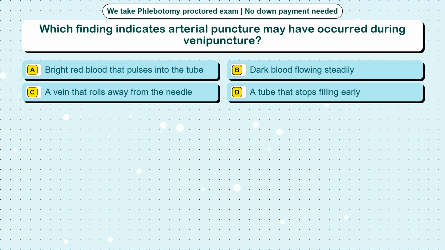Question 97. Which finding indicates arterial puncture may have occurred during venipuncture? Option A. Bright red blood that pulses into the tube. Option B. Dark blood flowing steadily. Option C. A vein that rolls away from the needle. Option D. A tube that stops filling early.